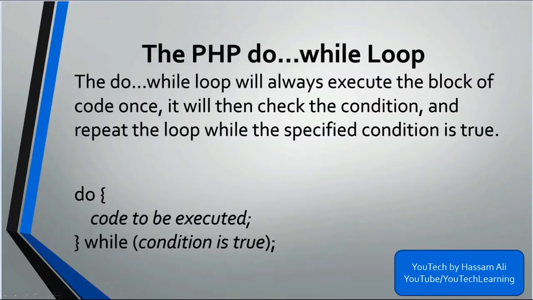In PHP, the do while loop will always execute the block of code once. Remember this. It will then check the condition and repeat the loop while the specified condition is true. And how to write this? We have to do and check code to be executed here while the condition is true. So this is how we will use the do while loop.